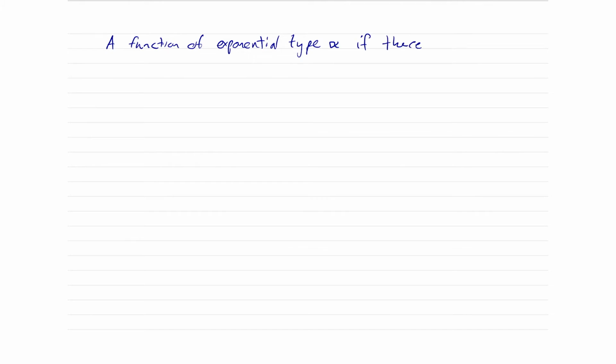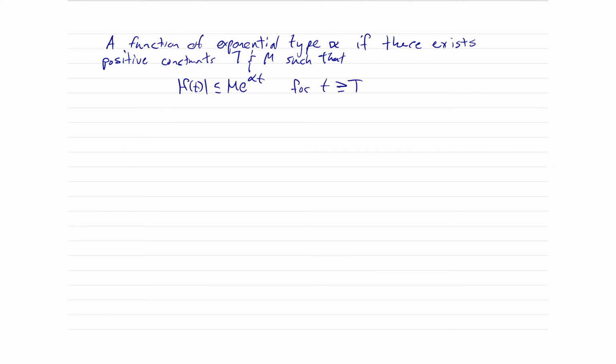if there exist positive constants T and M such that we have this: the absolute value of f of t is less than or equal to M times e to the alpha t for t bigger than or equal to big T. Right, so it doesn't have to always satisfy this inequality, it just has to satisfy it in the limit, or for really large t. And so that's what you get here.